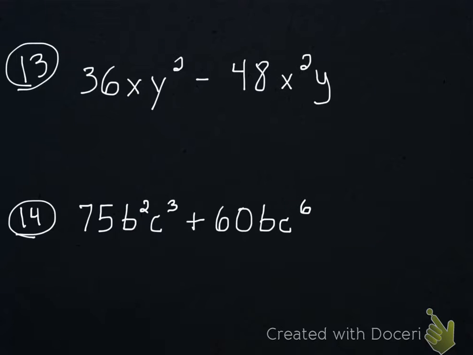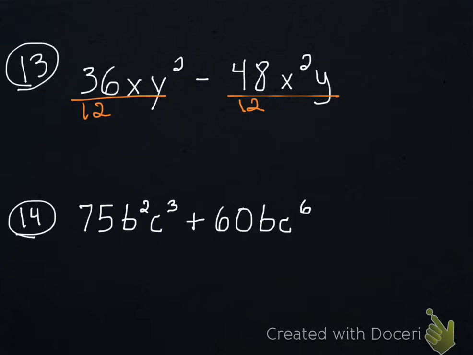Number 13. I have 36 and 48. Now the first number that comes to mind for me is 12. 12 goes into both 36 and 48. If that doesn't work for you, start with 2, but you may have to take out the GCF again. So I know I can take out 12. I'm going to put that in the GCF.